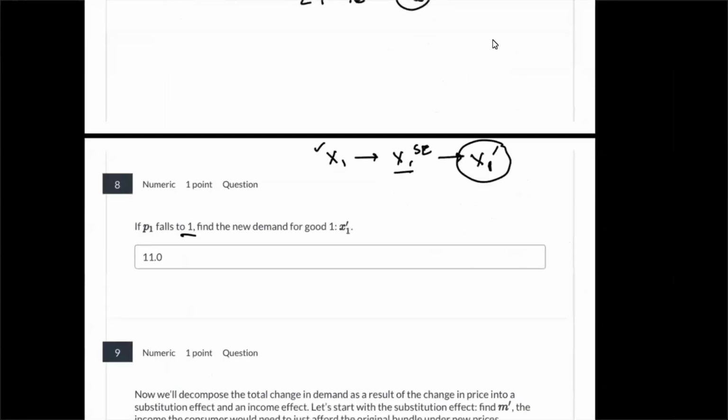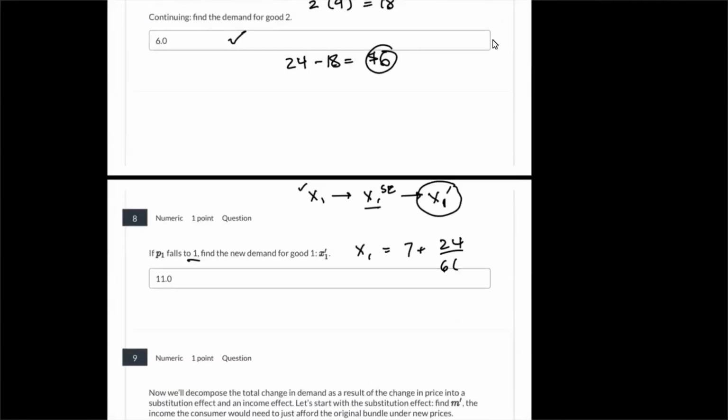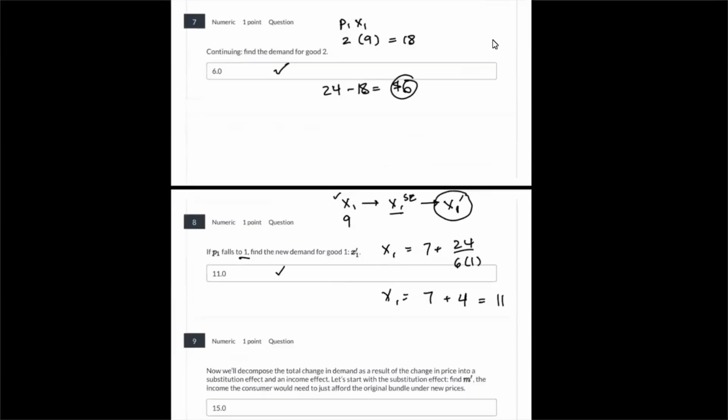The price falls to 1, and it was 2 before. So I'll get x1 is 7 plus 24 over 6, and the price P1 has fallen to 1. We get x1 is 7 plus 24 divided by 6 is 4, so we get 11. Initially, we started out with a demand for good 1 of 9. Now we're at a demand for good 1 of 11. And now all we have to do is find this number, and we can figure out the substitution effect and the income effect.